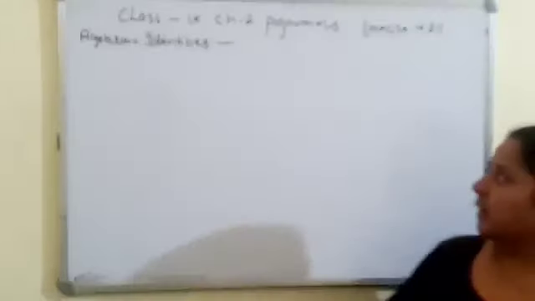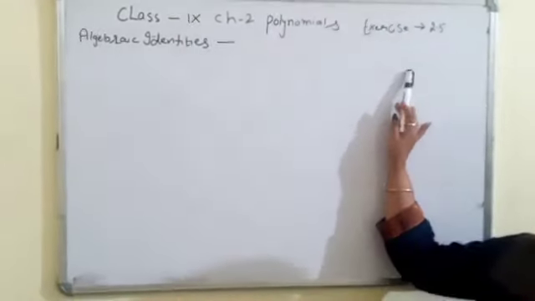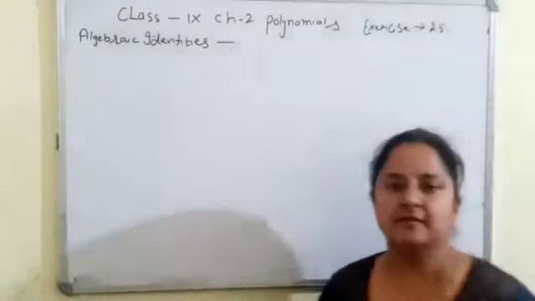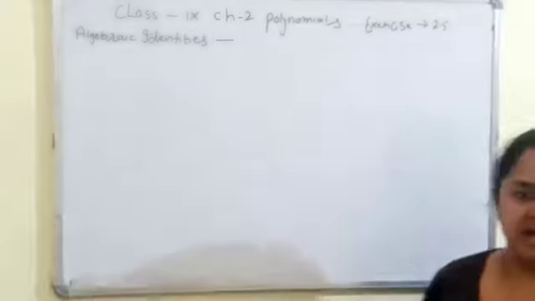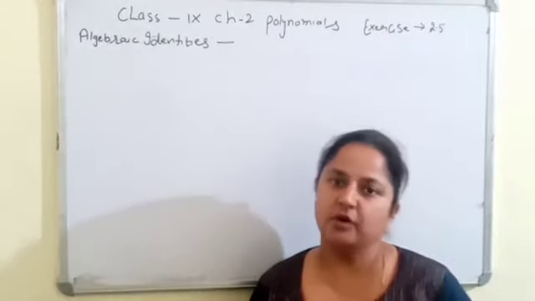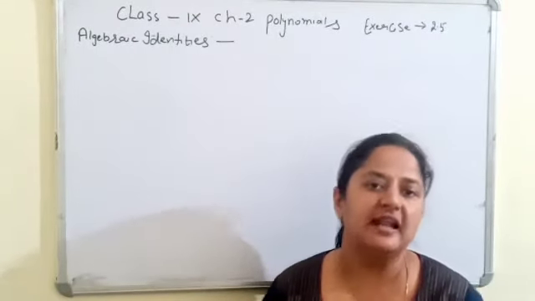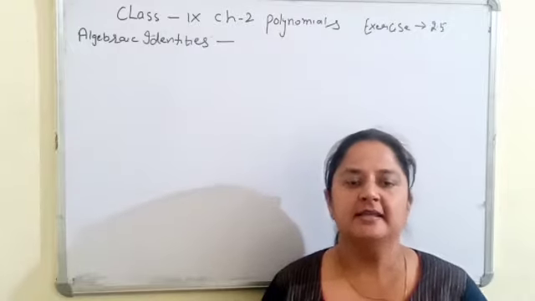Welcome everyone. Today I am going to explain exercise 2.5. Before starting the exercise, let's have a look at the algebraic identities, which I have already explained in my introductory video, and you can also see the derivation of these identities in that video.